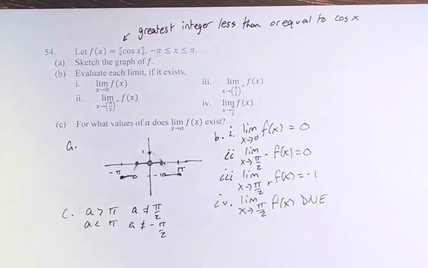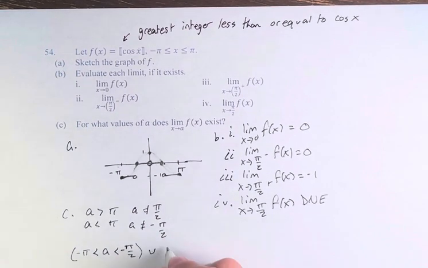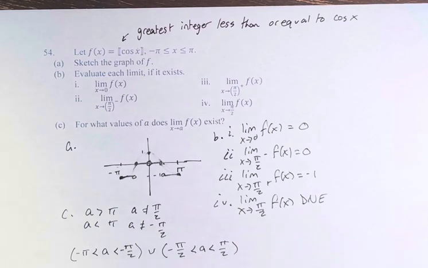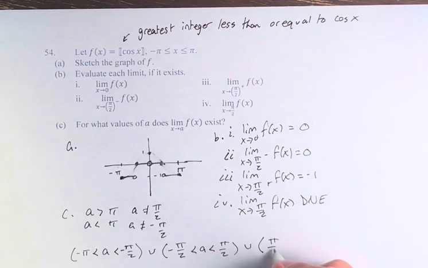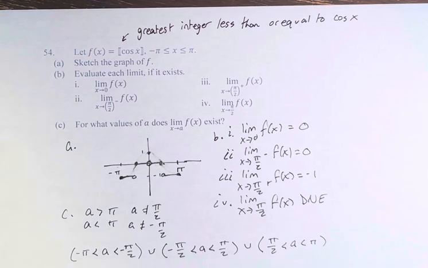So for what does it exist, if we go from negative pi to negative pi over 2, from negative pi over 2 to pi over 2, and from pi over 2 to pi. At these values and no others, the limit as x approaches a of f of x exists.